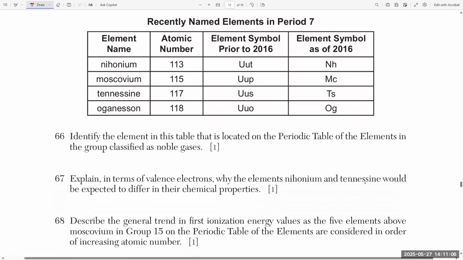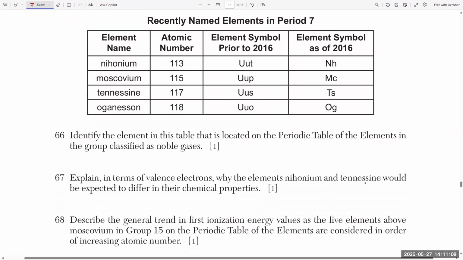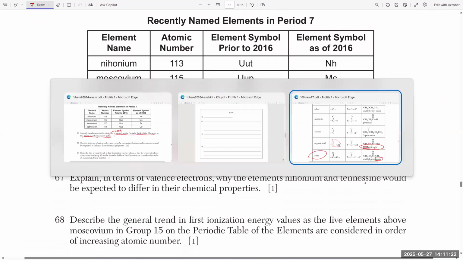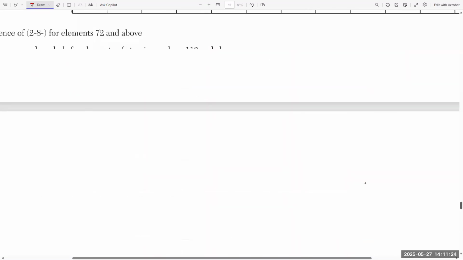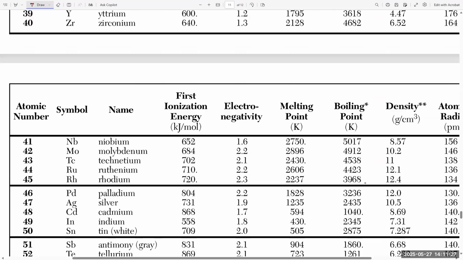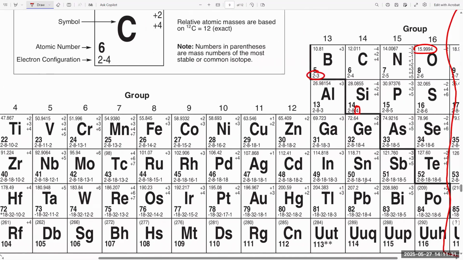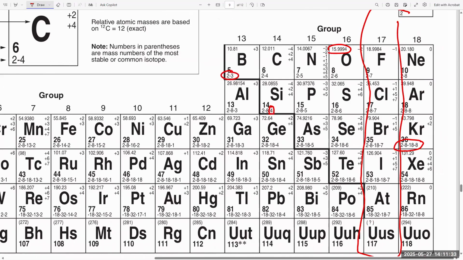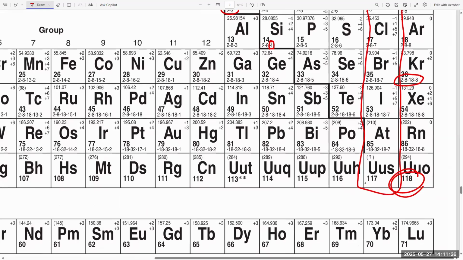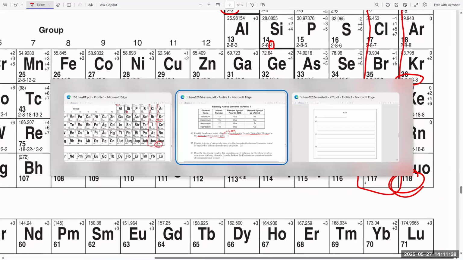All right, let's go. Number 66, identify the element in this table that is located in the periodic table of elements in the group classified as noble gases. What's noble gas, right? It's the last group, right? So let's go to our periodic table. Right here, noble gas is group 18. Who's that? 118.